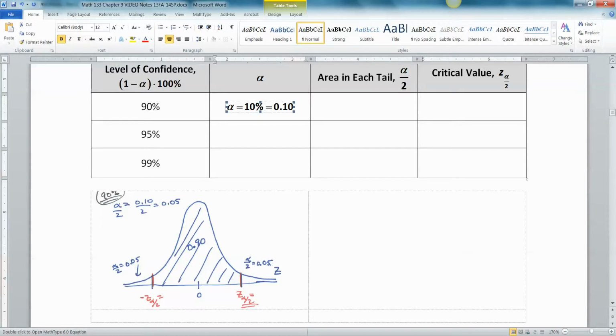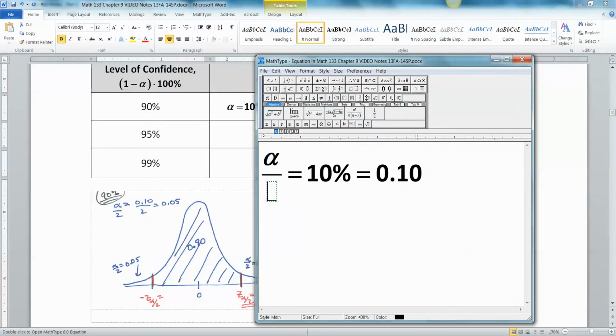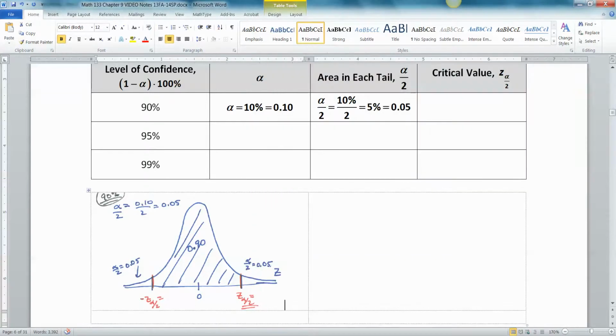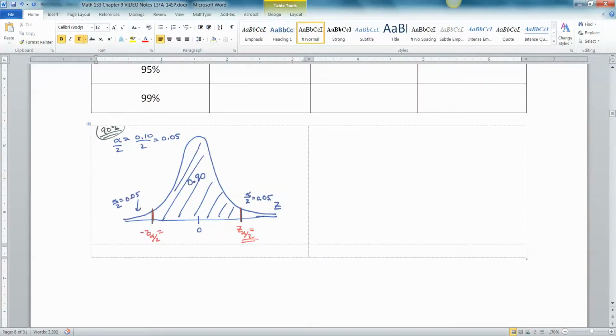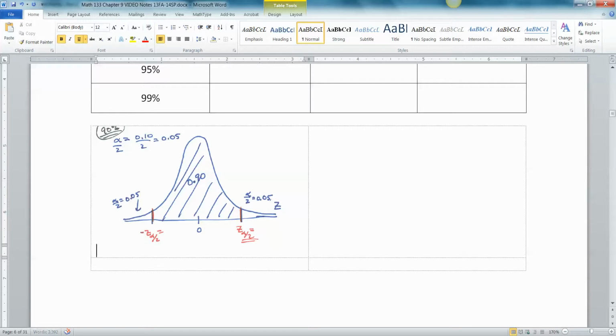Okay, so that means alpha over 2 would be 5%, right? Because you take 10%, you cut it in 2, which makes 5%, which is 0.05, right? So that's how much is in each individual tail. That's why we have to cut it in half, because the confidence interval is in the center, you have 2 tails. All right, then the critical value, that's what we're trying to remember how to find. And we learned how to do this in Chapter 7, but this is just a little reminder.